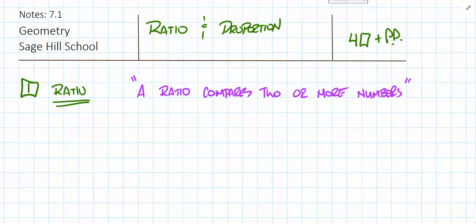All right, so 7.1 is all about ratios and proportions. So let's start off by talking about what a ratio is. Most of you have seen a ratio, so you have kind of an innate understanding of what a ratio is. A ratio is nothing more than a comparison of two or more numbers. Two or more numbers, and they could be anything, all right?